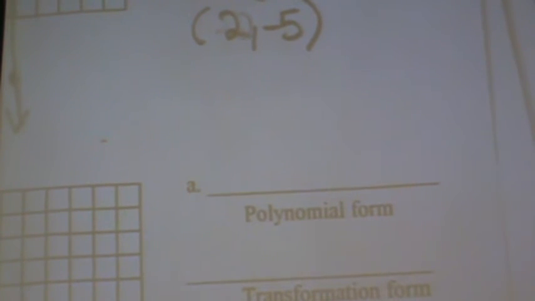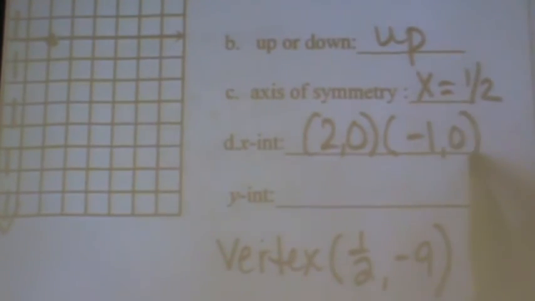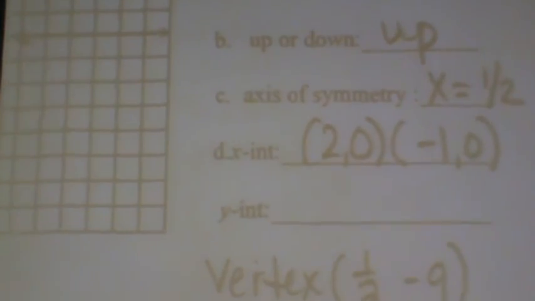And this is going to be up. Axis of symmetry is x equals 1/2. We found our x-intercepts are (2, 0) and (-1, 0). Okay, so let's start graphing this. Over 1/2 and down 9. 1, 2, 3, 4, 5, 6, 7, 8, and 9. That's our vertex.